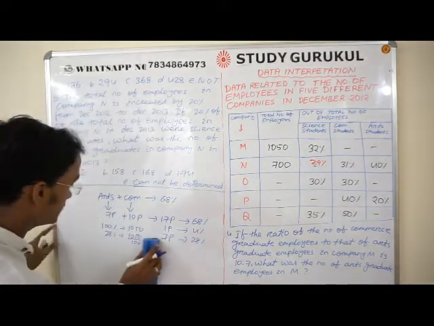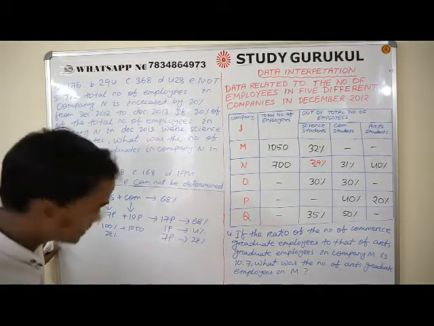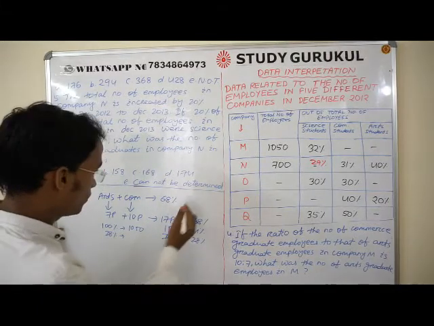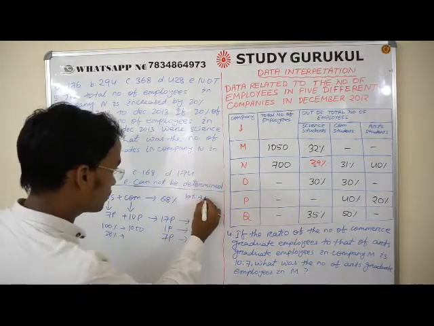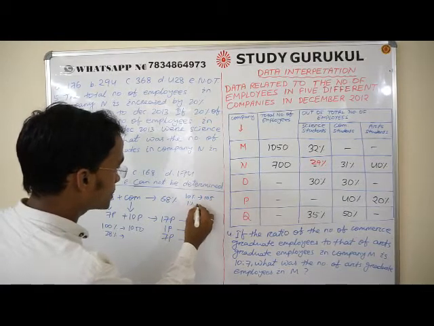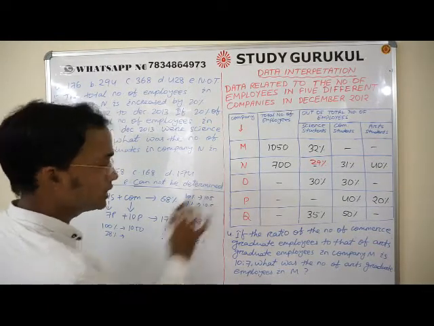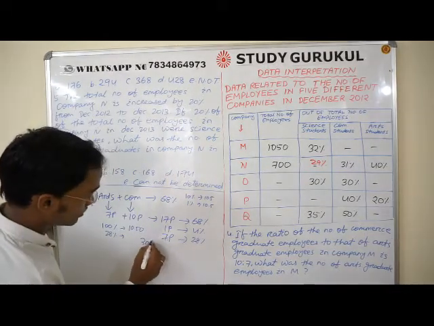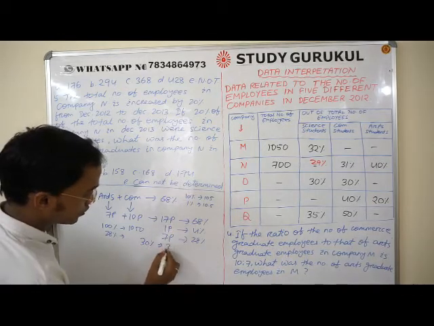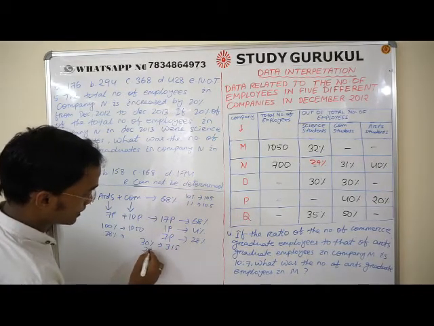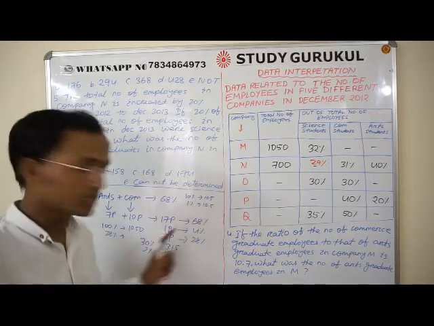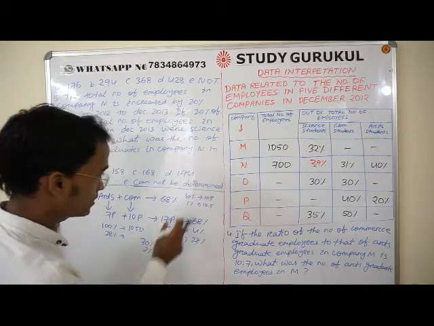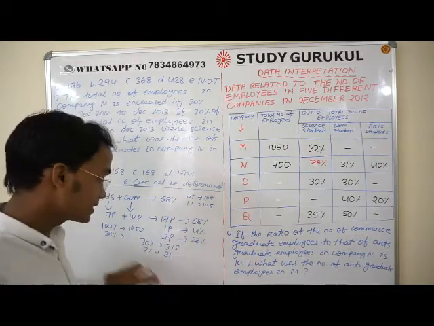How can you do it? We have to find 28%. If 100% is this much, you know 10% will be 105, 1% will be 10.5. These two values are most important. Now we can find 30%: into 3, so 315. And 2%: 1% is 10.5, so 2% will be 21.